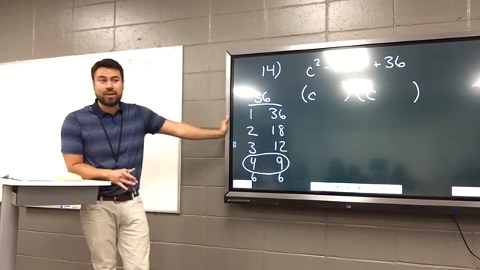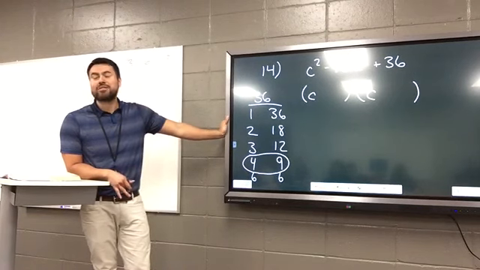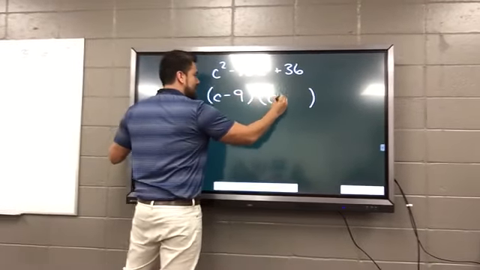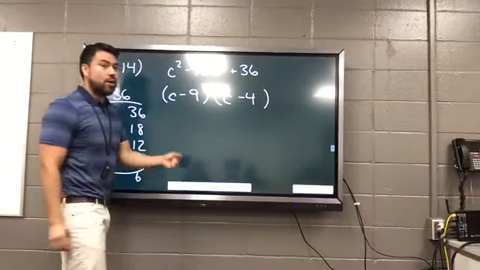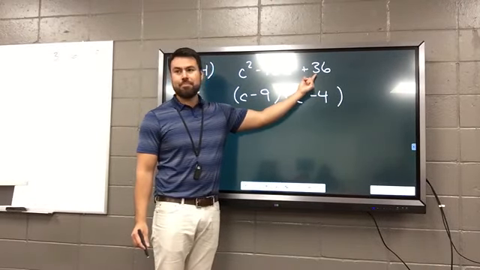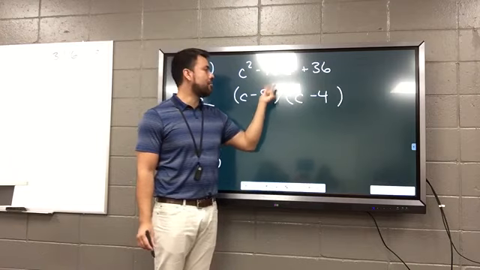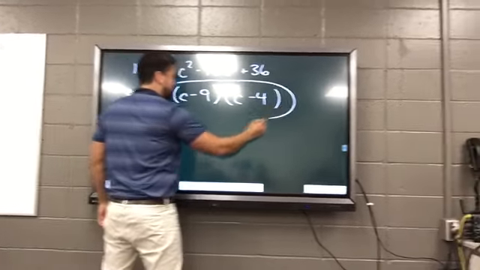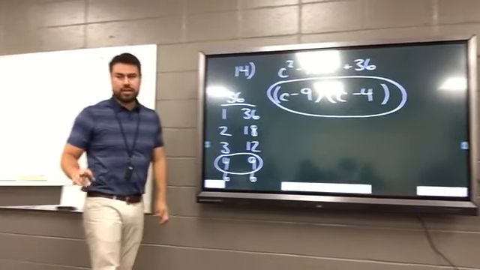And they both have to be what? Negative, yeah. And it doesn't matter, I'm going to put negative 9 here, negative 4 here. Okay, what's negative 9 times negative 4? Positive 36. What's negative 9 plus negative 4? Negative 13. There are no other numbers that can fit. That is my factoring of that trinomial.